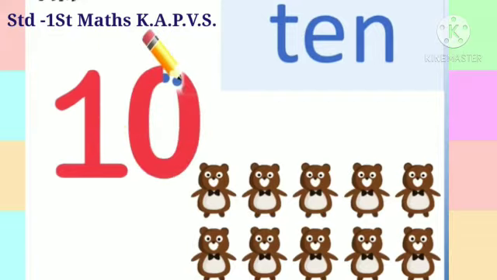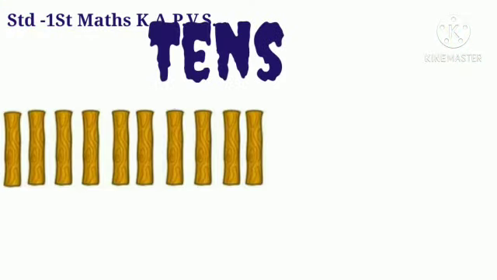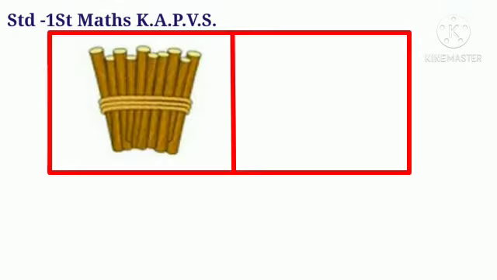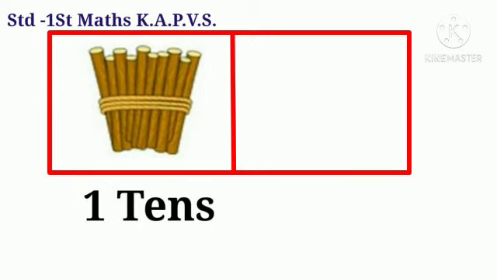Now let us learn tens. 10 units gathered together, let us make a bunch of them. Tie them into a bundle and keep on the left side. Note that a 10 is a set of 10 singletons together. When they were single, they were called units. And when we make the bunch of them, then it is called a 10. It is shifted in the house of 10.